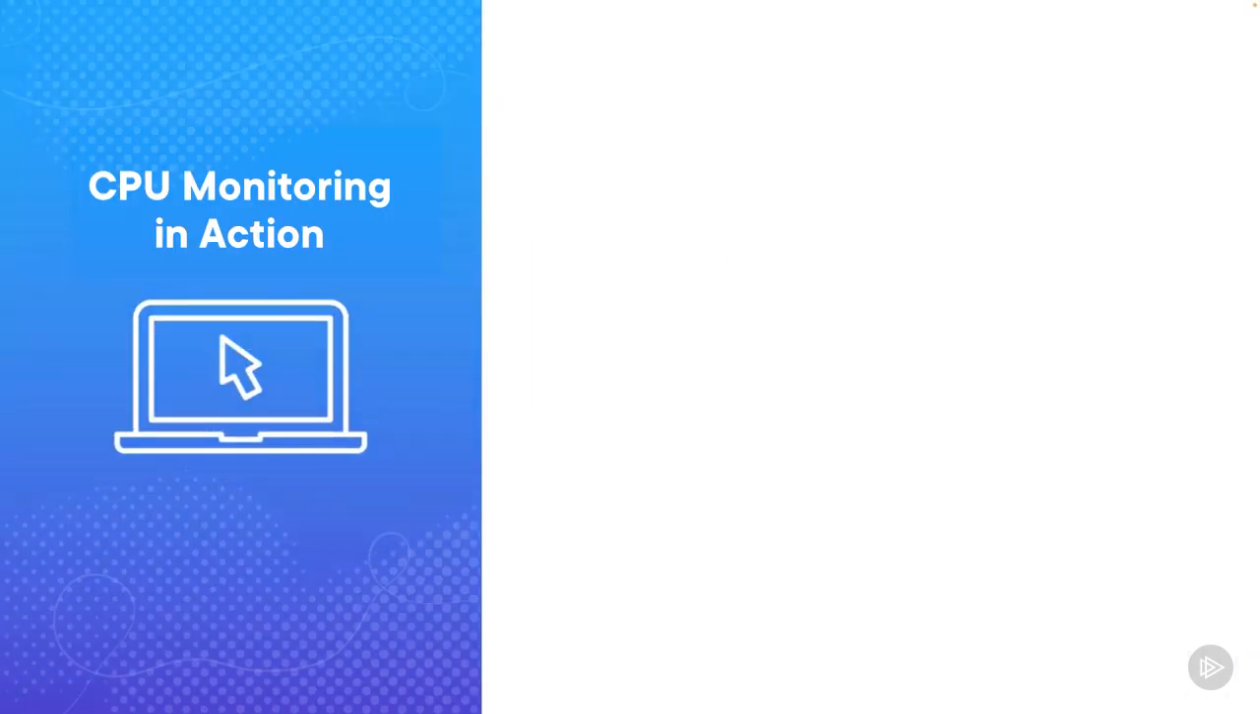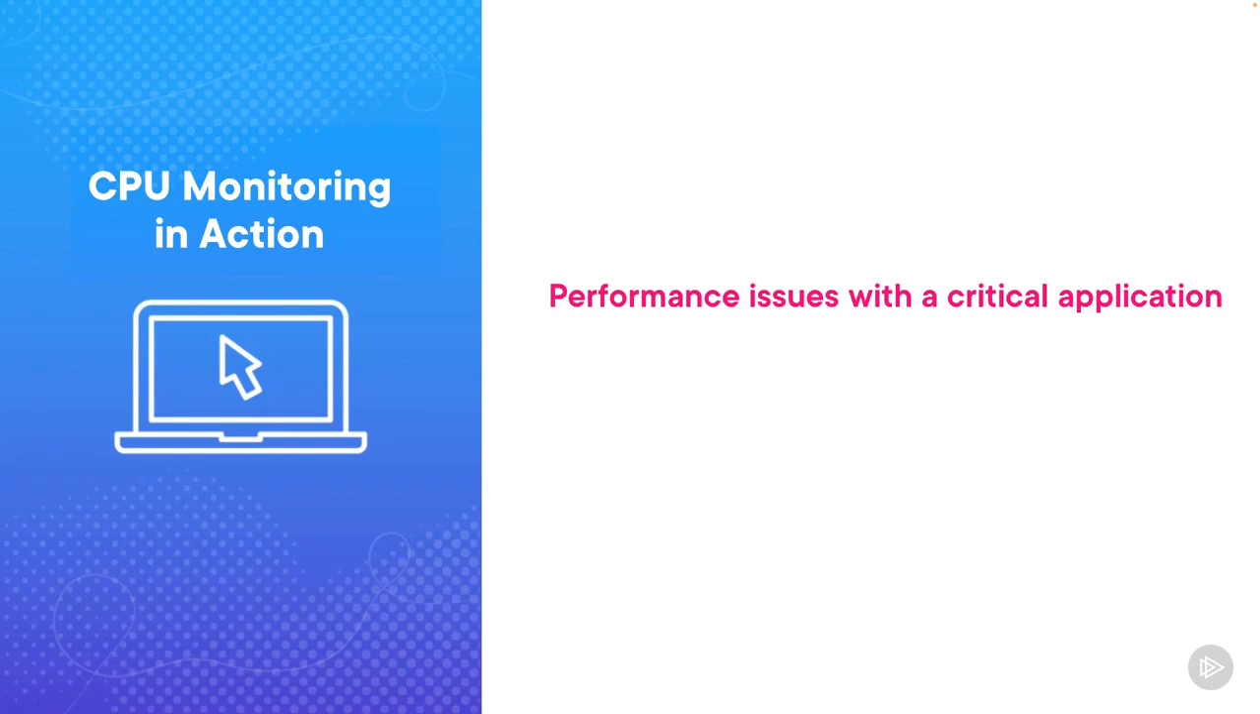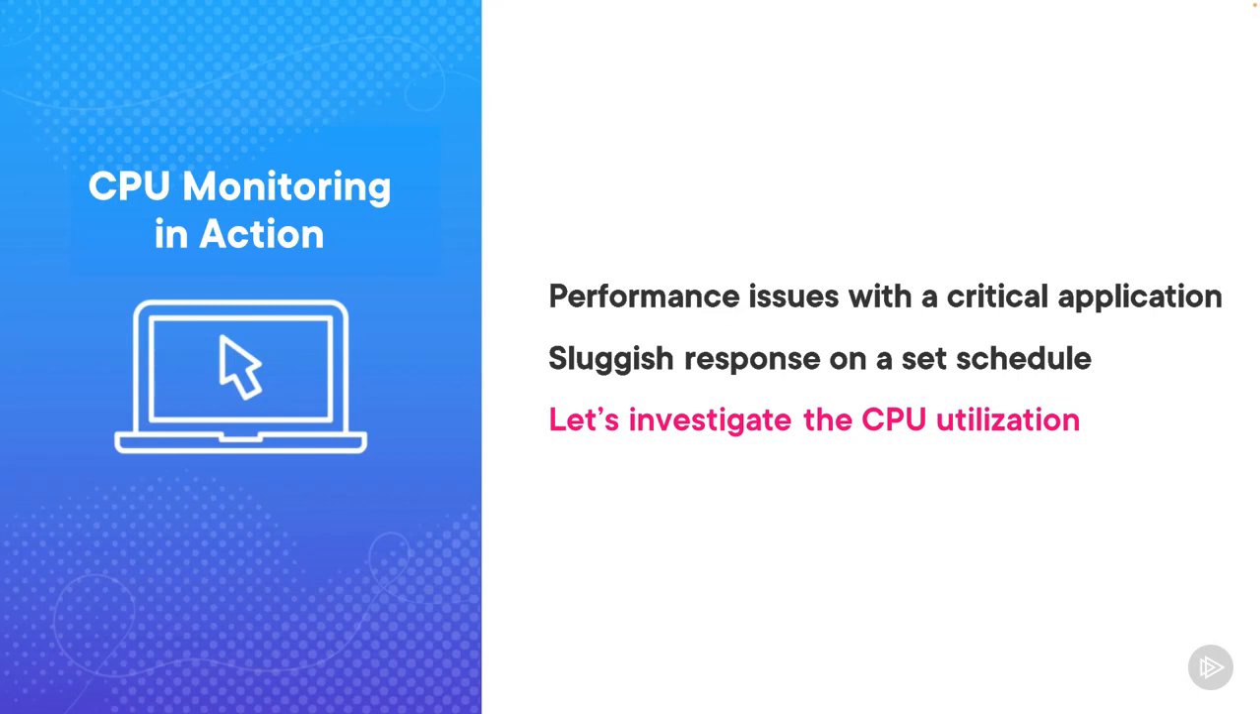Your team has been asked to investigate occasional performance issues with a critical internal web application used across your organization. Users have reported sluggish response times and timeouts during peak usage periods. You need to monitor the web server's CPU utilization over time to identify any CPU spikes that could be contributing to the problem.